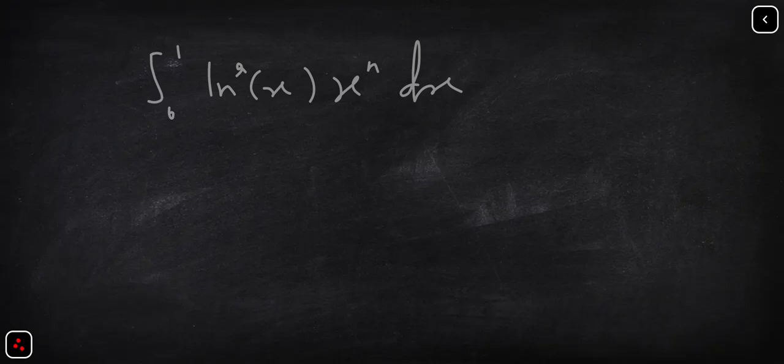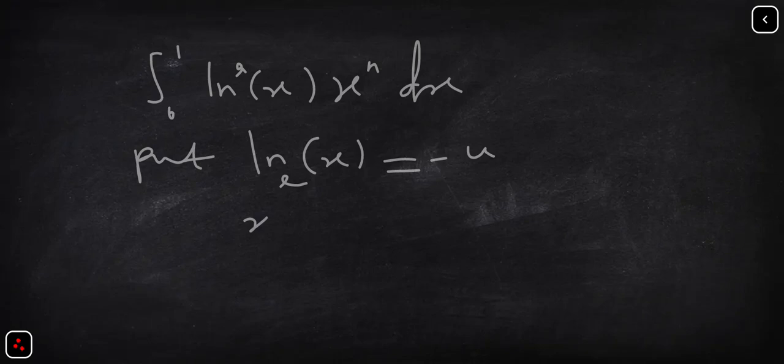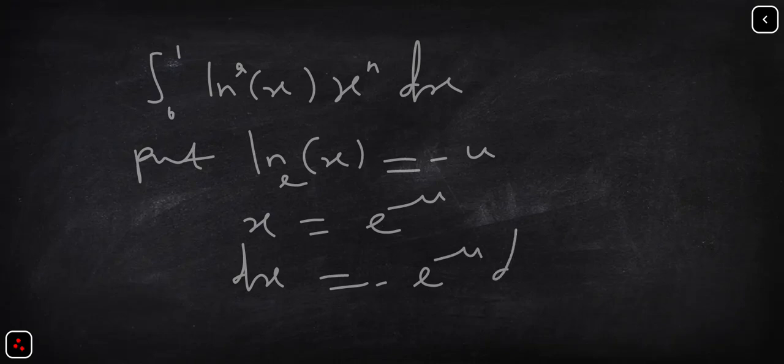I can put natural log of x to be minus u. So the substitution is that natural log of x is equal to minus u. Then, with base e, x will be equal to e raised to the power of minus u. Then you differentiate. That will be dx equal to minus e raised to the power of minus u du.